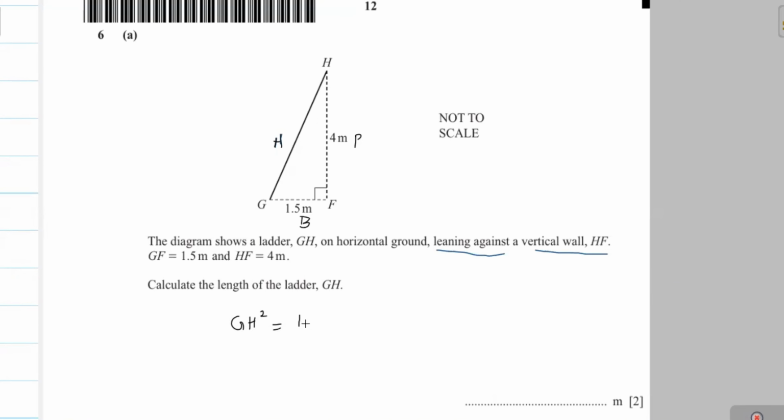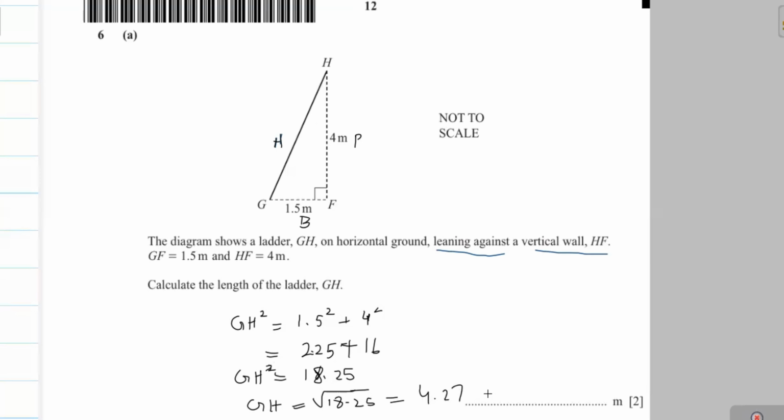Therefore, base square is 1.5 square and perpendicular square is 4 square. Now we can write 2.25 plus 16, and this value equals 18.25. Now we take the square root on both sides. Then GH square becomes GH, and the square root of 18.25 is equal to 4.27 meters. This is the answer.